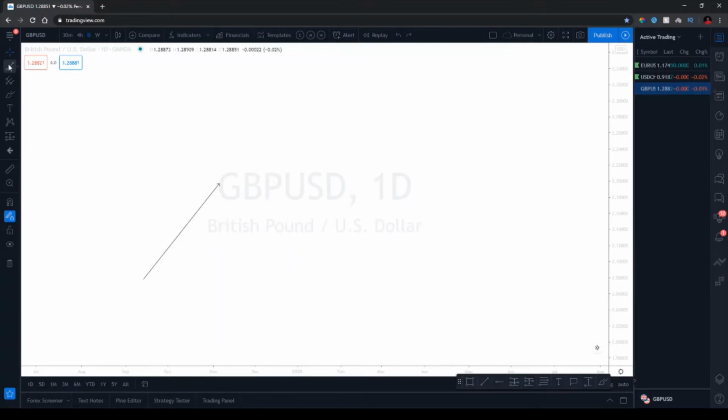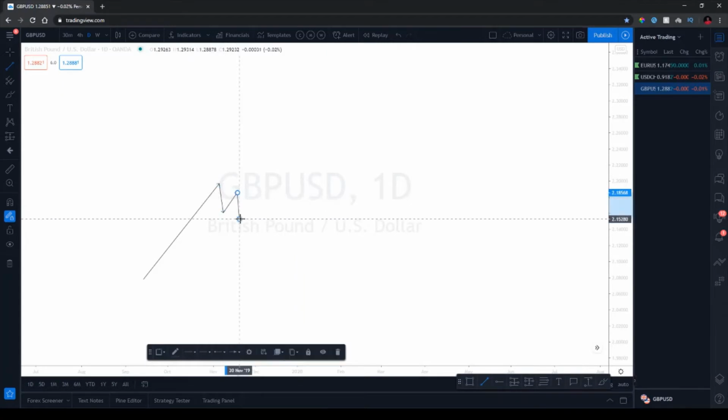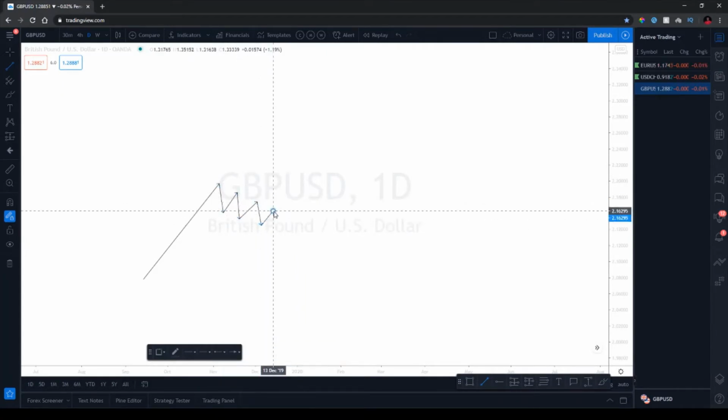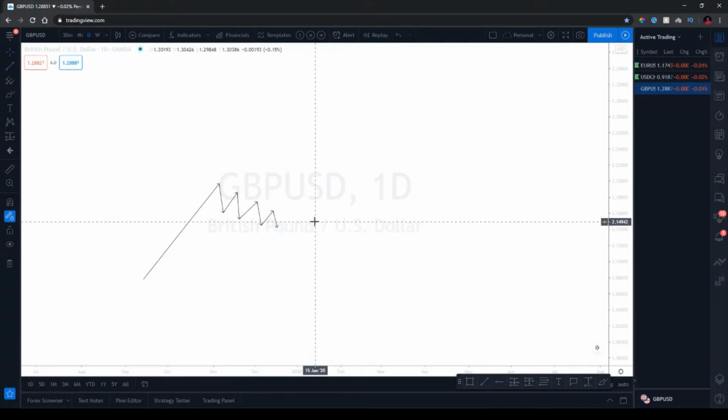After that impulse has finished, what we're looking for is a pattern. A pattern is made up of small consolidating candles, and this is when the retail traders are in and moving the market. During the phases of consolidation, the retail traders are trying to push the market in a certain direction.